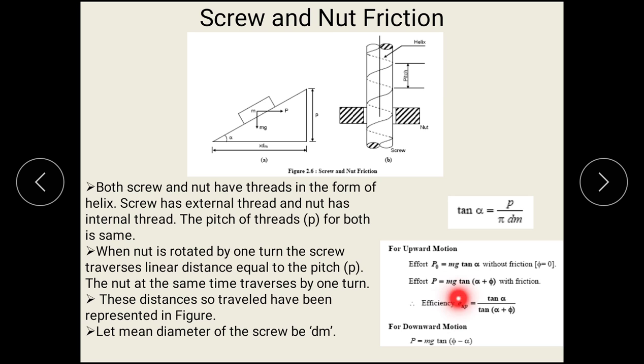So efficiency is P0 by P, the first without friction, the second with friction. So the efficiency of the screw thread is P0 by P, that is tan alpha by tan(alpha plus phi). For downward motion, to lower the load on the screw thread, P equals mg tan(phi minus alpha). That is the only difference between raising the load and lowering the load.